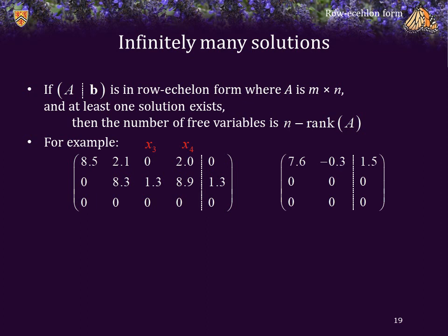In this example, I have a system of 3 linear equations in 2 unknowns, but the rank of the augmented matrix is 1, and consequently, there will be 2 minus 1, or 1 free variable. We will associate that free variable with the column that does not contain a leading non-zero entry, and that is going to be the second column, or x2.